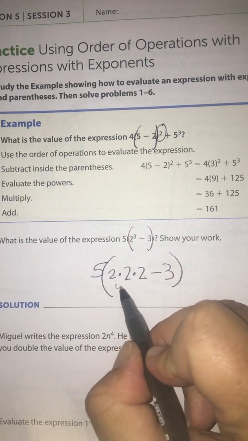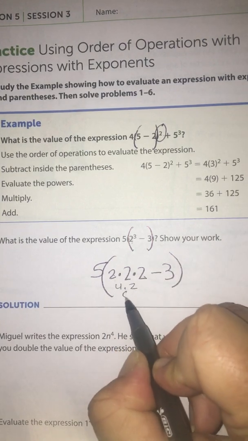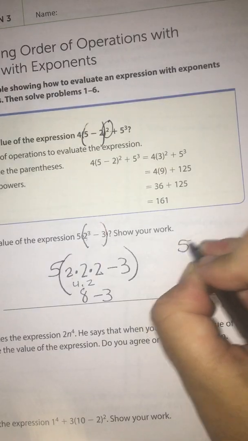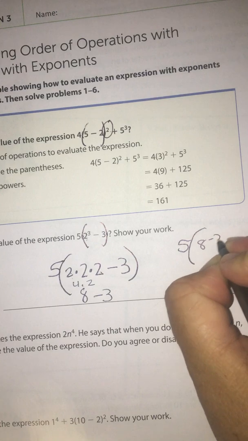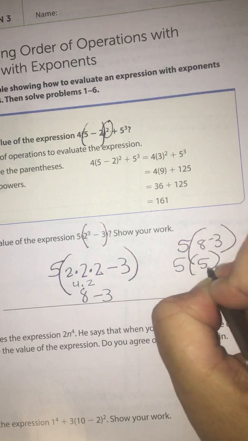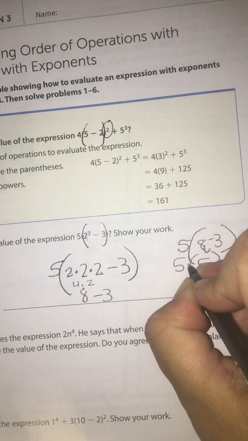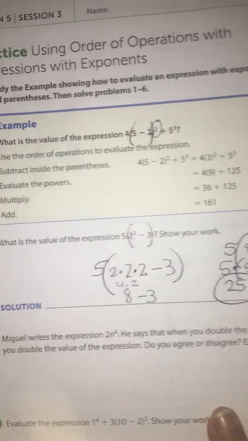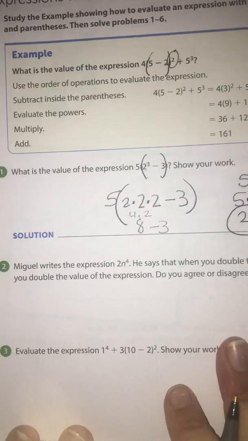So 2 times 2 is 4, times 2 is 8. 8 minus 3, so I'm going to rewrite over here, 5. 8 minus 3 is 5. So then it's just 5 times 5, which is 25. So your final answer is going to be 25.